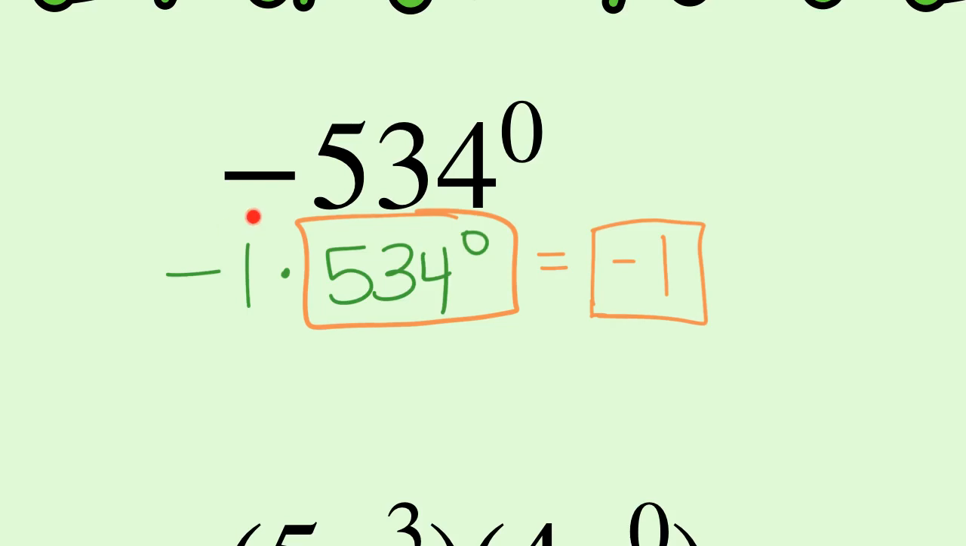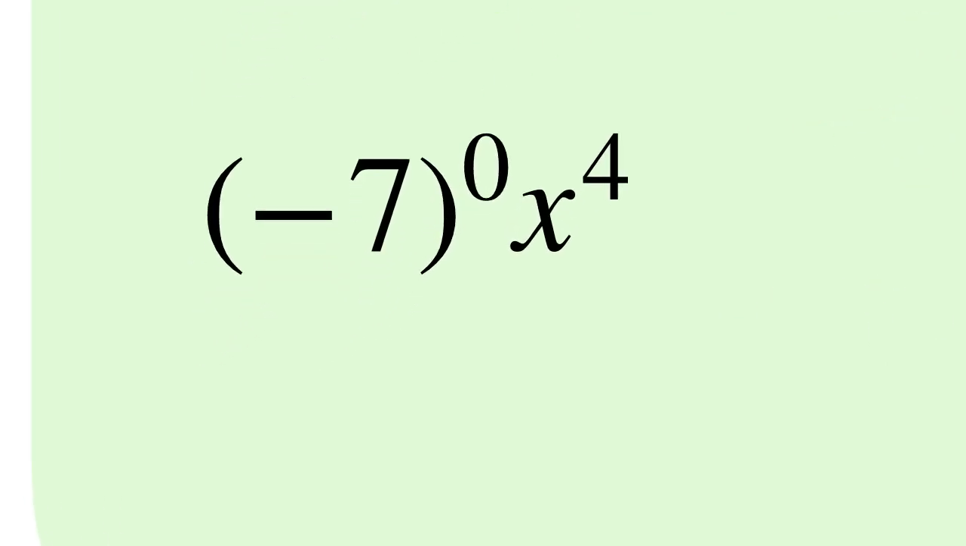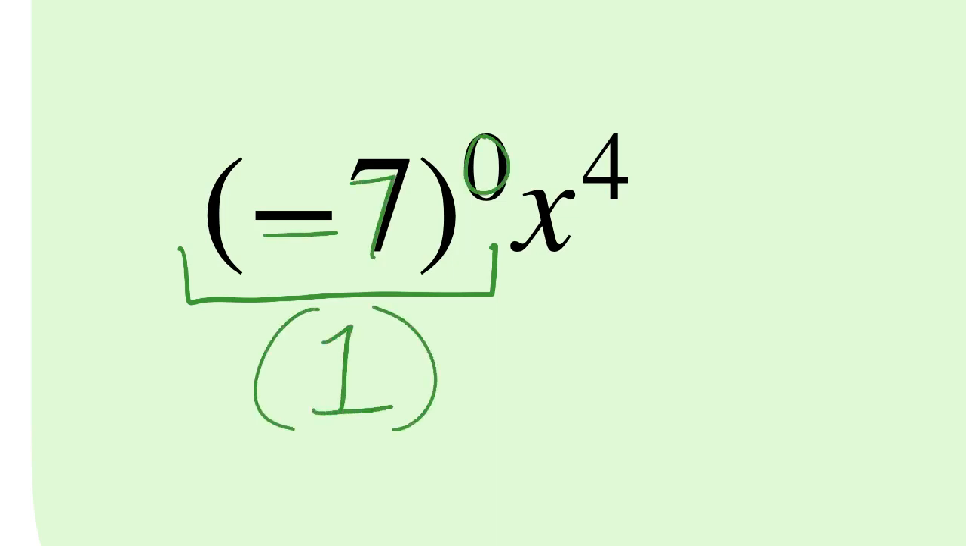So we would actually say that this final answer is negative 1, not positive 1. And that's because the negative is not in parentheses. So in the next example, you'll see that it actually is in parentheses. So that means that this entire thing here, this negative 7 to the 0, that equals positive 1. So that turns into positive 1. We still have this x to the fourth, but 1 times x to the fourth is just x to the fourth.